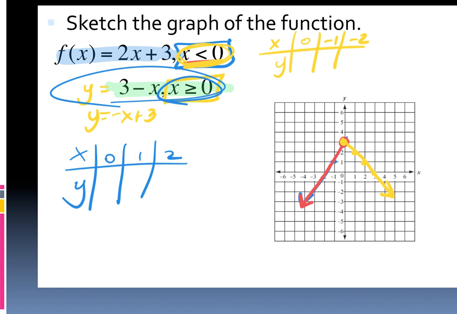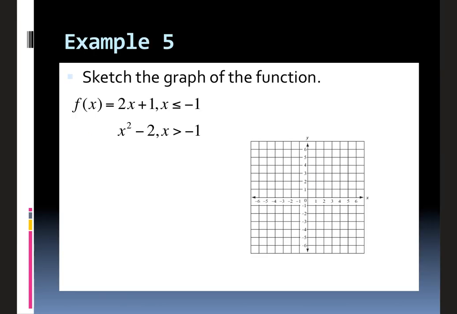Questions on that one? All right, so try this. Sketch the graph of the function. The first one is that y or f of x would equal 2x plus 1. And the second one is x squared minus 2.